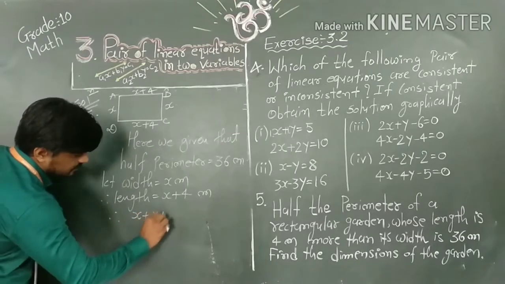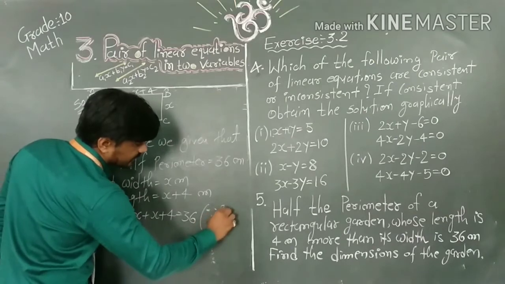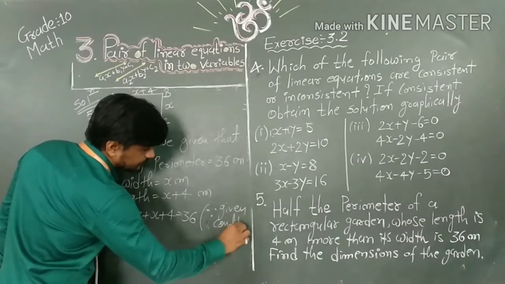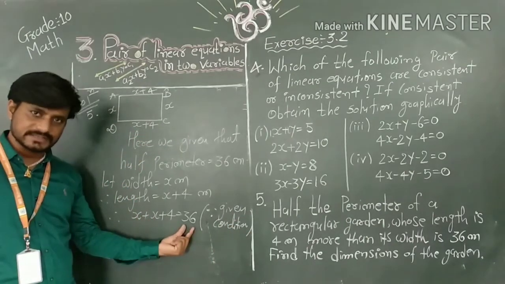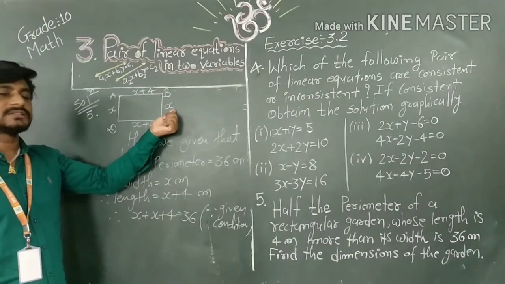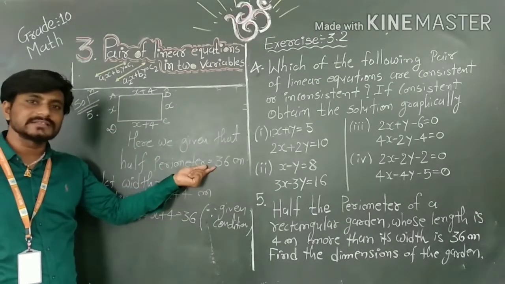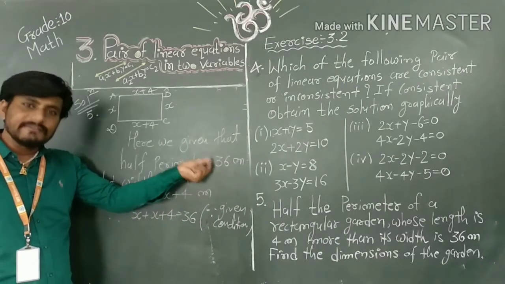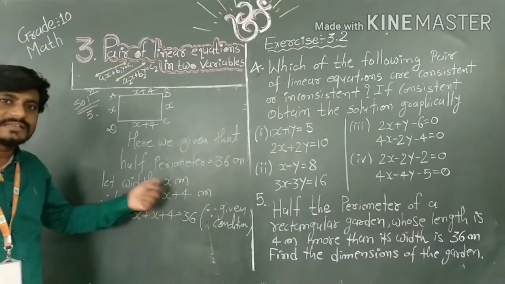x plus x plus 4 is equal to 36, the given condition. Breadth plus length is equal to 36. Or you can write x plus 4 plus x plus x plus 4 plus x is equal to 72. Here half perimeter is 36, that means the whole perimeter is 72. You can solve that way also, but this is the easiest way.